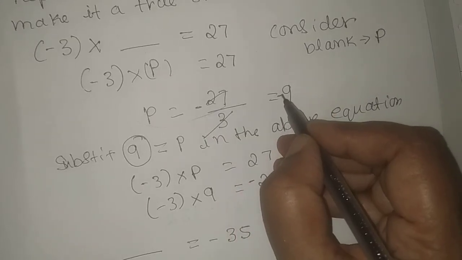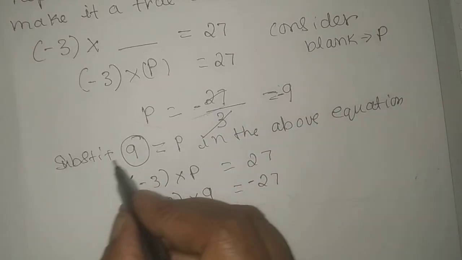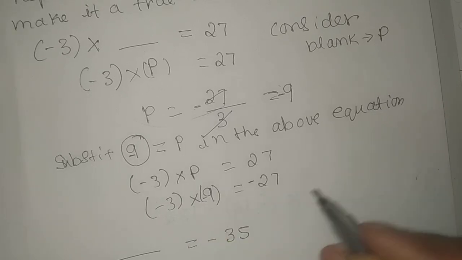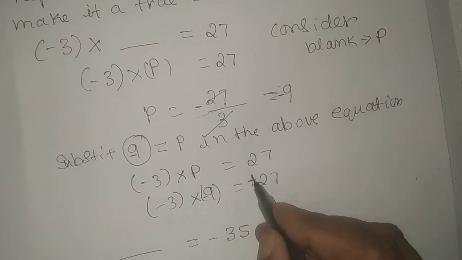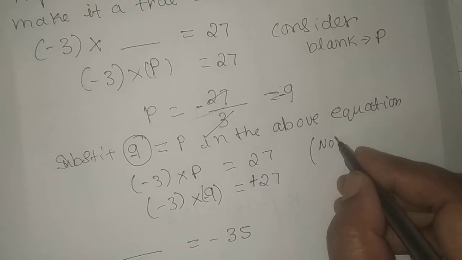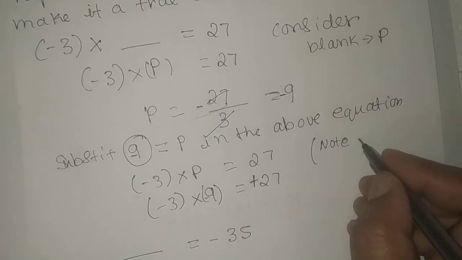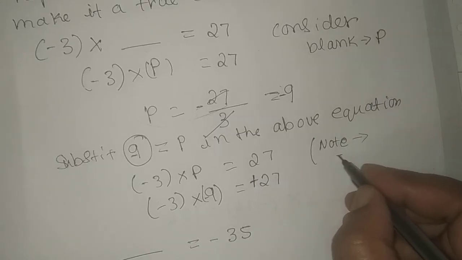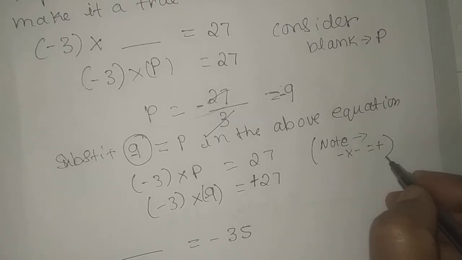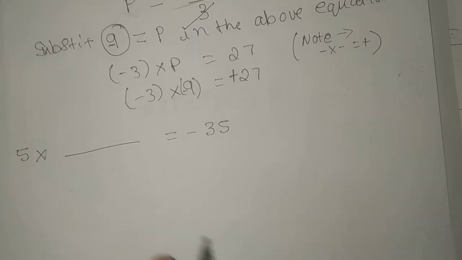Minus 9, here you get minus is there, minus 9 you will get. Minus 9 you substitute here. Minus into minus will become plus. Therefore note, minus into minus is equal to plus. This is the first problem.